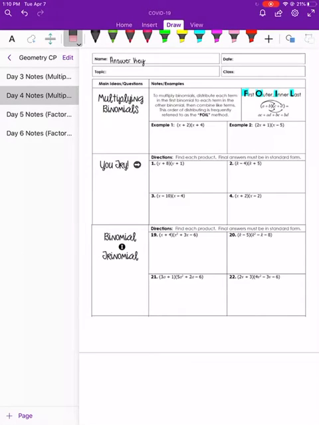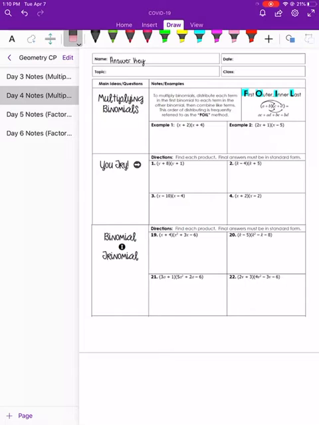Oh, hey everybody, we're going to be doing day 4 notes today. Last class we did day 3 notes. Day 3 notes consisted of multiplying a monomial times a polynomial, which if we remember, a monomial is one term and a polynomial means many terms. So the way we did that last time was we were just distributing.